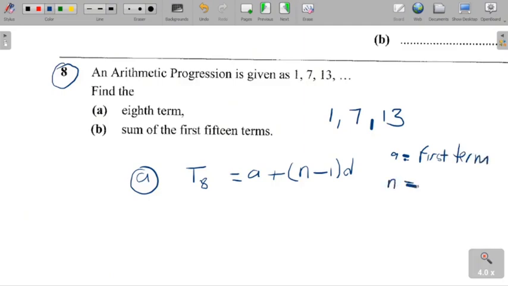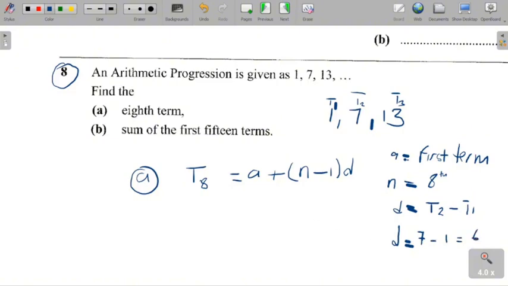Then n, this is the 80th term according to the question. Then d is the common difference. So under AP, how do we find the common difference? We just say second term minus first term. You come back to your sequence. This is your term 1, this is your term 2, and this is your term 3. So term 2 is 7 minus term 1 is 1. So 7 minus 1, you get what?